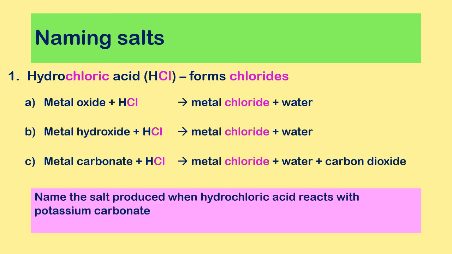So we've got a question. What is the name of the salt produced when hydrochloric acid reacts with potassium carbonate? Well, that one is potassium chloride. Potassium is the metal from the metal carbonate, and hydrochloric acid produces chlorides. So when they react together, we get potassium chloride, and our other products would be water and carbon dioxide.